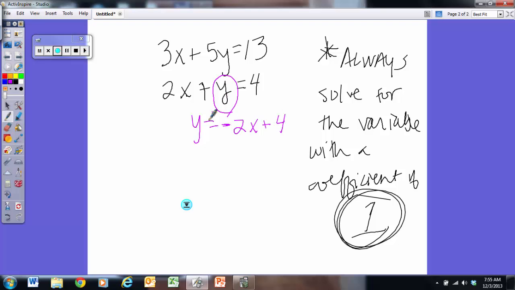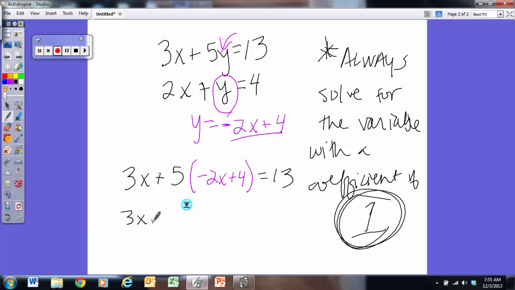Okay, so that tells me what y equals. Y equals negative 2x plus 4. So I go to the other equation, and instead of y, I'm going to write negative 2x plus 4. So I go 3x plus 5, and again, instead of y, I'm going to write negative 2x plus 4 equals 13. And then we solve: 3x minus 10x plus 20. This is a minus, this is a plus, equals 13. Negative 7x equals negative 7.